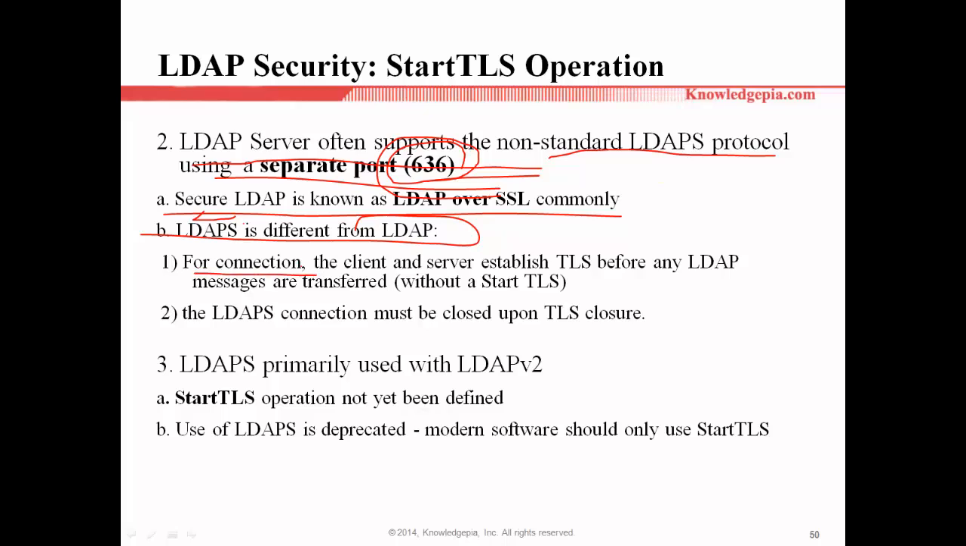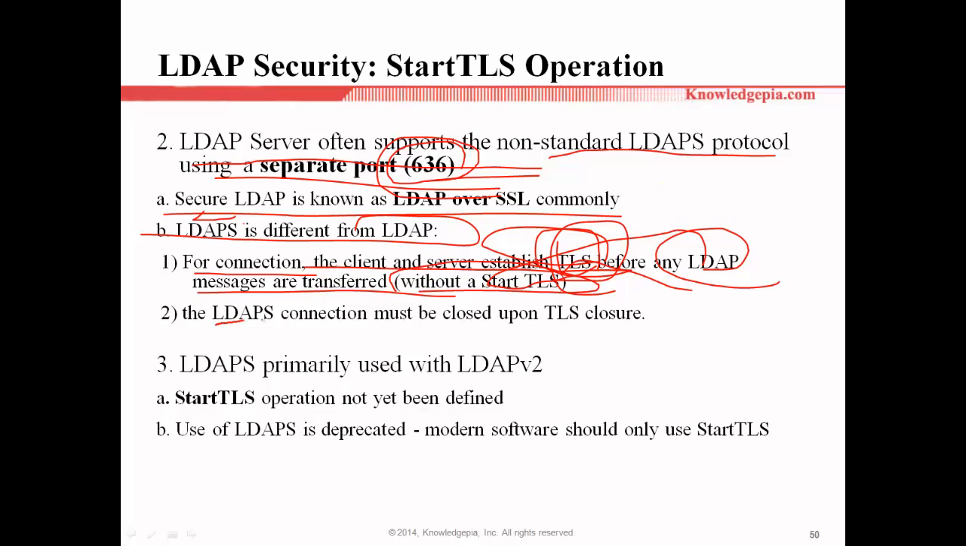First, for the connection, the client and server establish the TLS first, rather than sending LDAP messages in the clear and then using StartTLS. So first, LDAPS needs to establish the TLS connection, and after that, the LDAP messages are encrypted by TLS. So even if we capture the LDAP packet, we cannot see the LDAP messages because the packet is already encrypted by TLS. And the LDAP connection must be closed upon TLS closure.